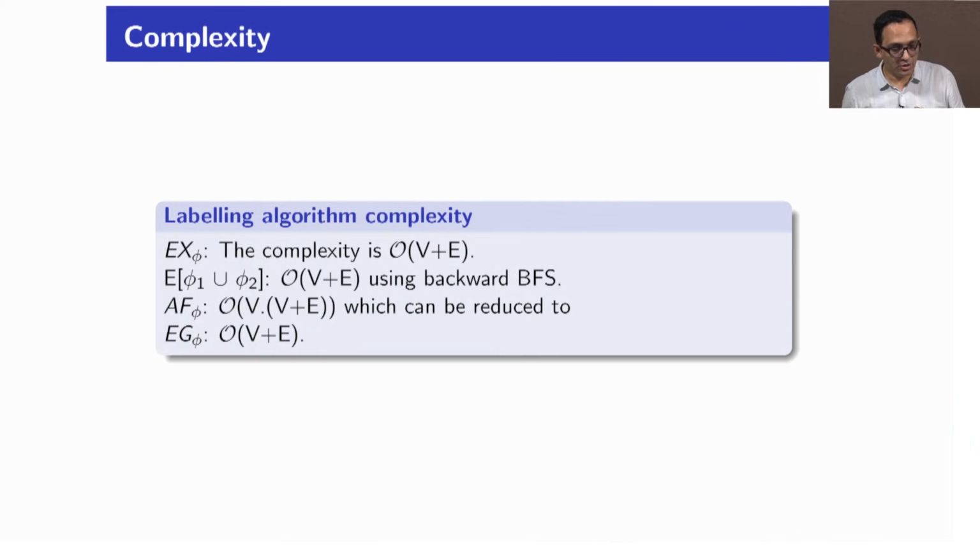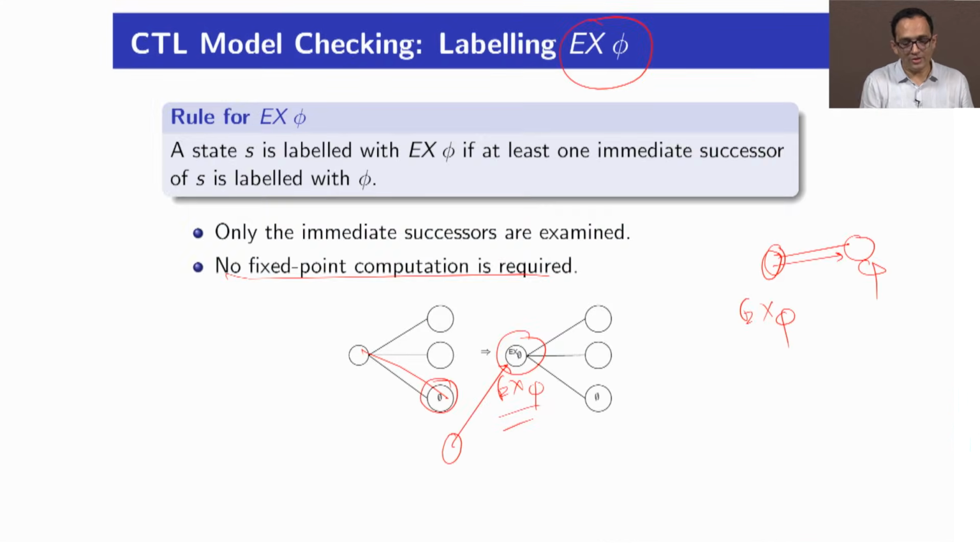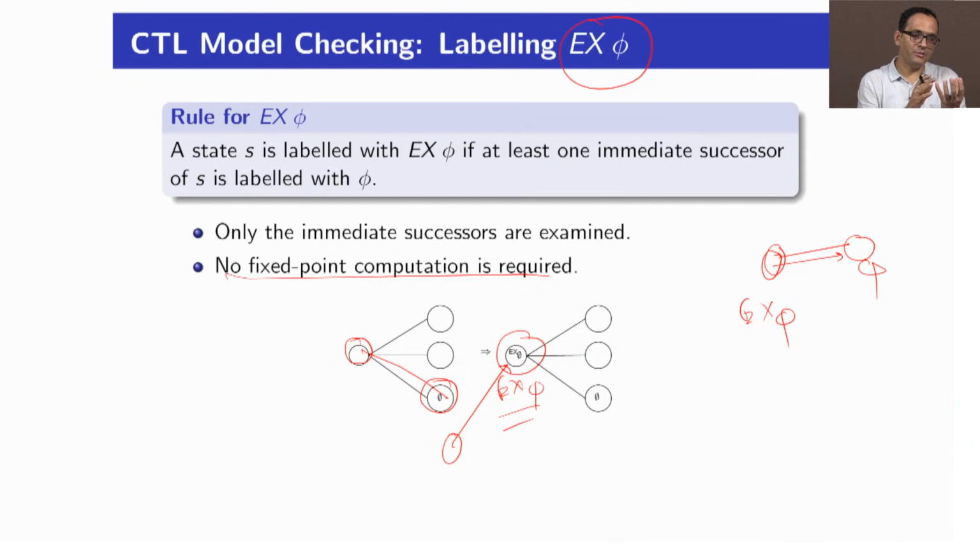So let us look into the complexity, it is very important. We will go one by one. EX phi: here I am identifying the states whose next state satisfies phi. So basically I have to go to each node and check all its edges, to find the successor and check whether phi holds in the successor or not.